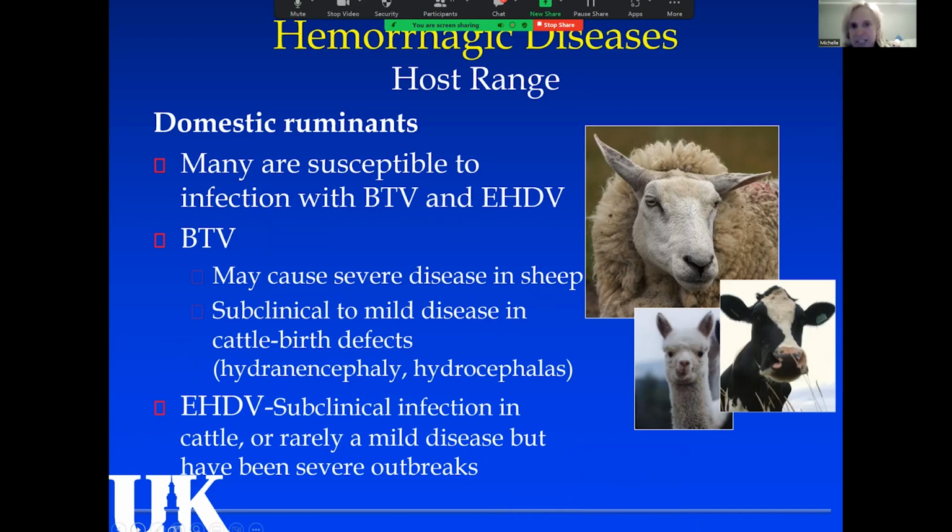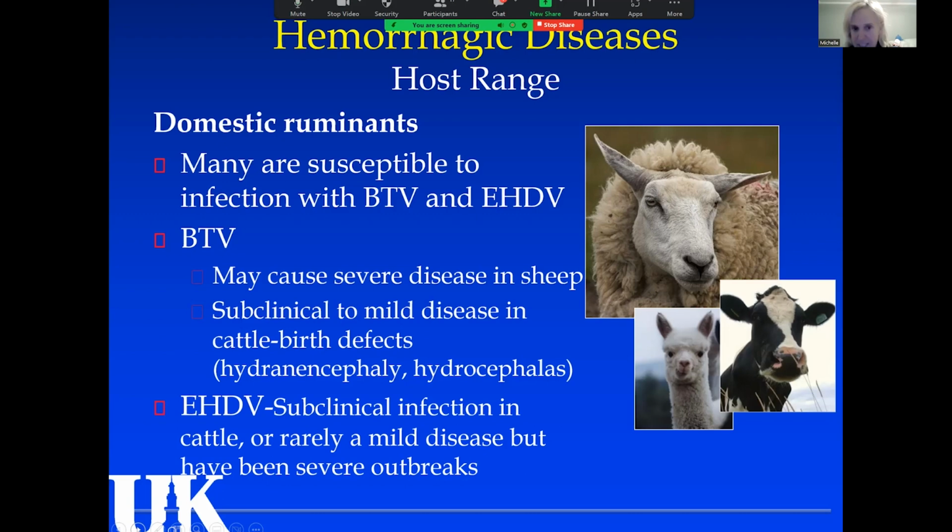So the hemorrhagic diseases, the host range: many domestic ruminants are susceptible to infection with both types of viruses, blue tongue and EHD. And I hear this an awful lot. People think that they're the same disease, and they're not. They're actually two distinct viruses. But they get confused because they have very similar presentation.